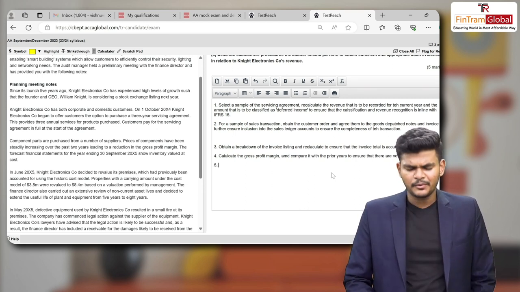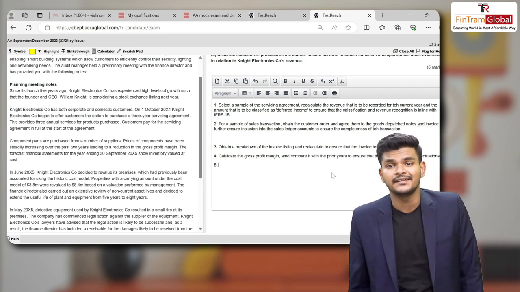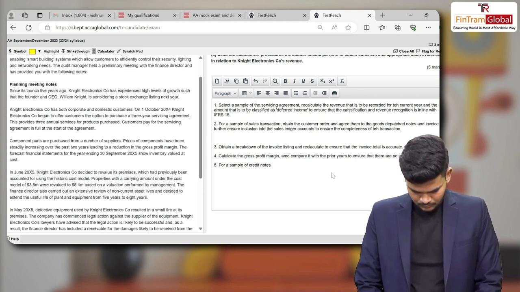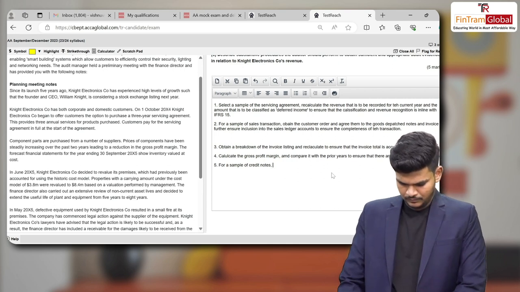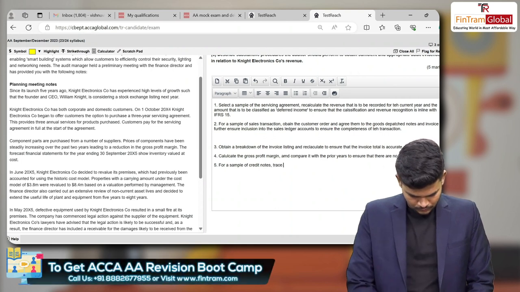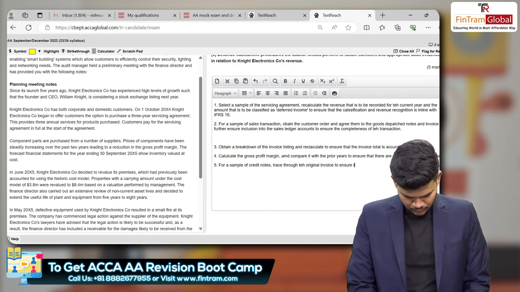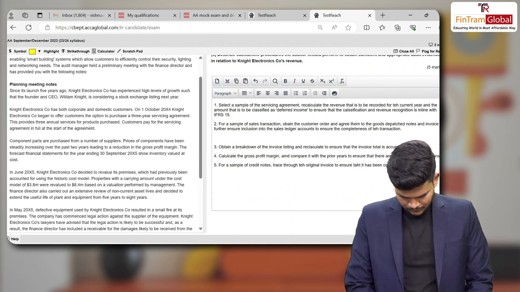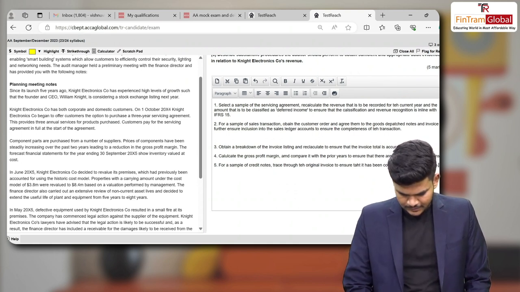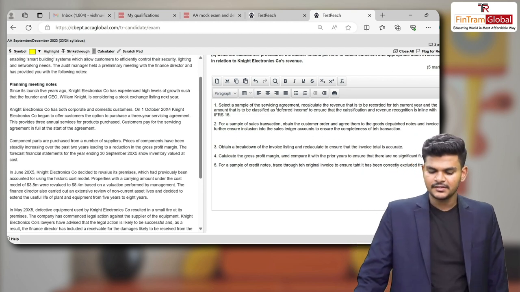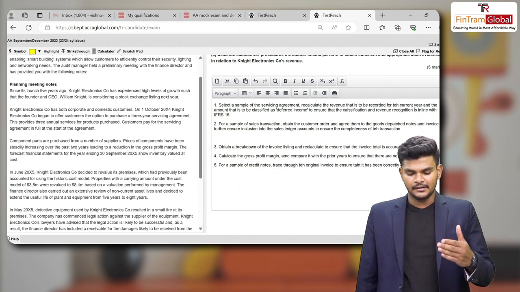What else? We're talking about revenue, so sales. If there are sales, then there probably would be sales returns as well, right? So let's say for a sample of credit notes, trace through the original invoice to ensure that it has been correctly excluded from sales, because it's a sales return, right? So has it actually been excluded? So we're just testing that for a sample of credit notes as well. So 5 procedures, 5 marks, simple as that, right? So that's basically how you need to tackle the substantive procedures.